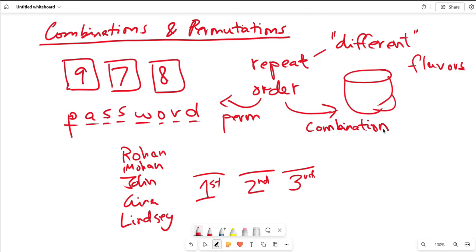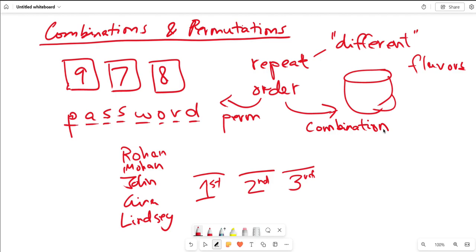And does the order matter? Yes, because if you change the order, then their positions would change, right? If Rohan was first, then he needs to be in the first spot. If he's second, he needs to be in the second spot. So the order matters. So this race would again be an example of a permutation.